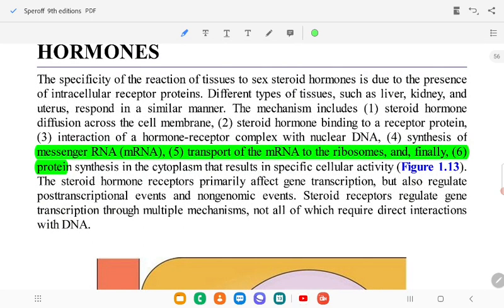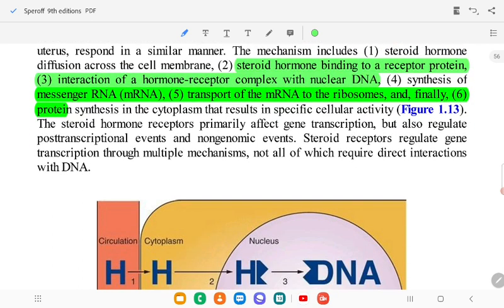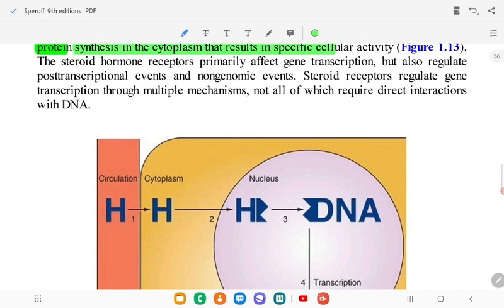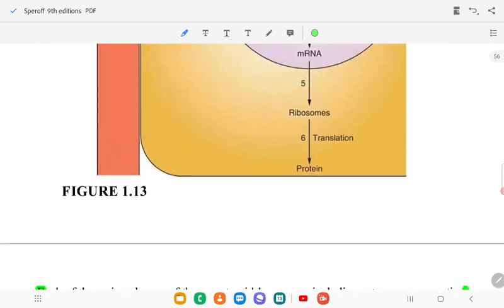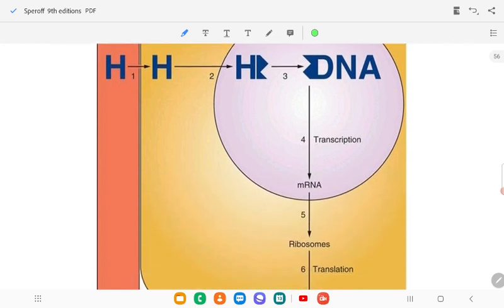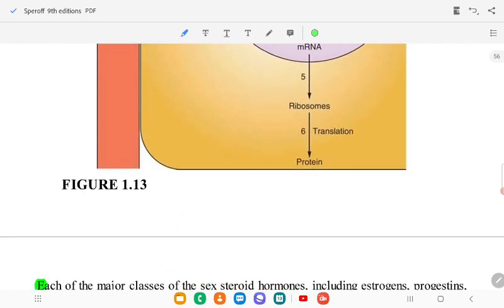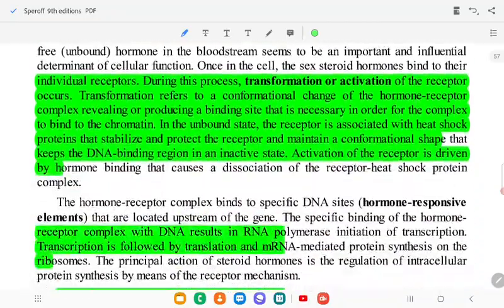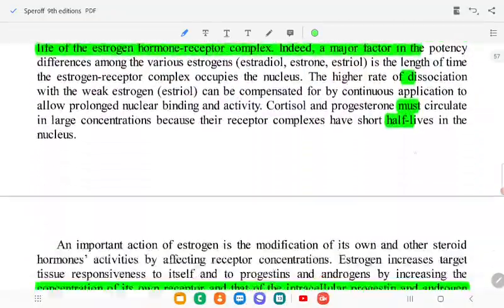The steroid hormone diffuses across the cell membrane. The steroid hormone binds with the receptor protein, and the hormone-receptor complex interacts with the nuclear DNA, synthesizing messenger RNA, which is transported to the ribosome, and protein synthesis in the cytosol results in specific cellular activity. Circulation, cytoplasm, nucleus, DNA interactions, transcription, mRNA, ribosome, and protein translation. Hormone response element.